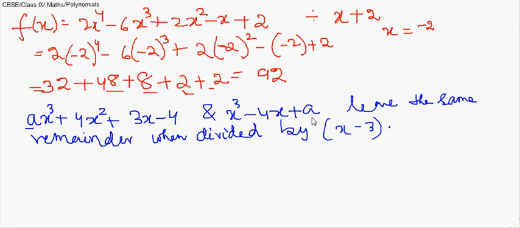I'll help you with a hint. Take x minus 3 and find the remainder when dividing both these polynomials. You will get a different remainder for the first one and for the second one. Because they are the same remainder, equate those two remainders to get a value for a.